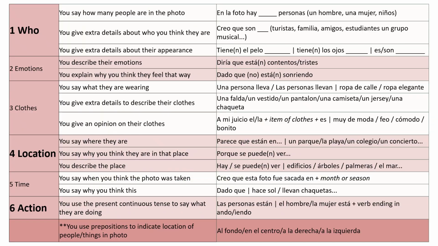So this is what I referred to earlier. This is my structure grid for how you should be describing the picture. So you've got the things on the side: who, emotions, clothes, location, important, time, and action. So who, location, and action being the most important there. And 2 or 3 steps to give detail in each one with the English and Spanish.